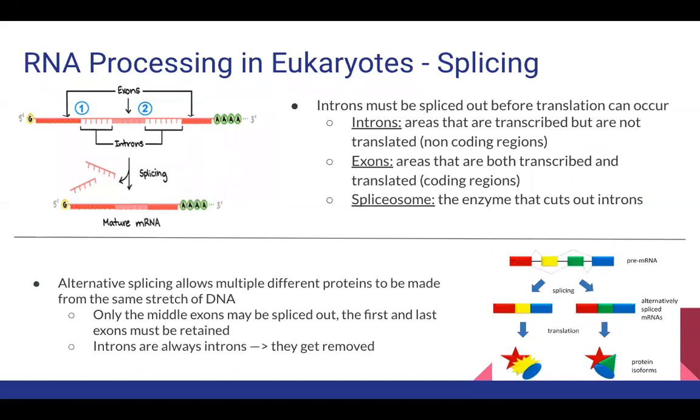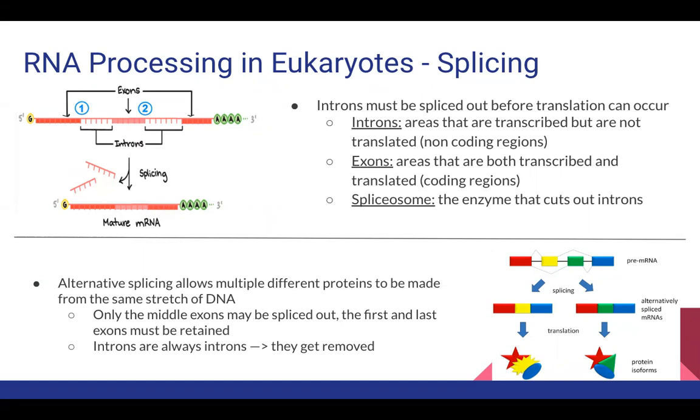Further RNA processing in eukaryotes is also known as splicing. Introns are the areas of non-coding material in the RNA that are able to be spliced out, leaving the exons, which are coding regions and are necessary for making some sort of protein. And the spliceosome is the enzyme complex that is responsible for trimming out those introns.